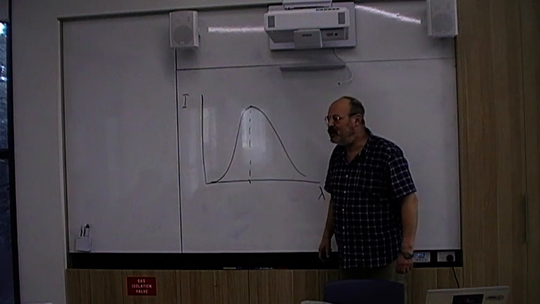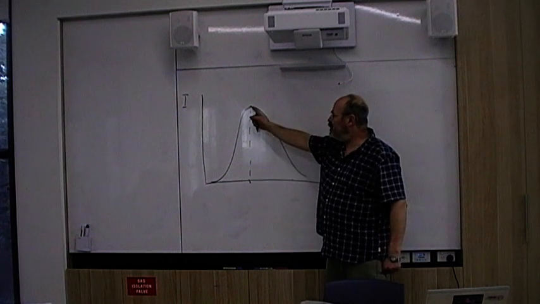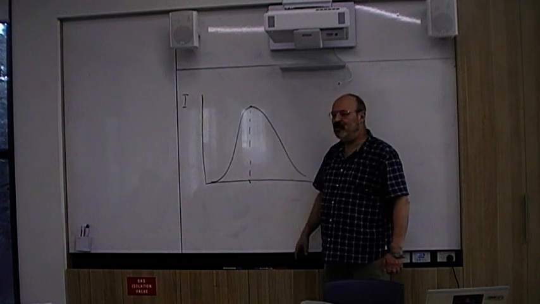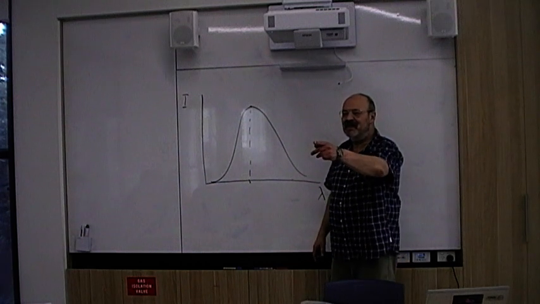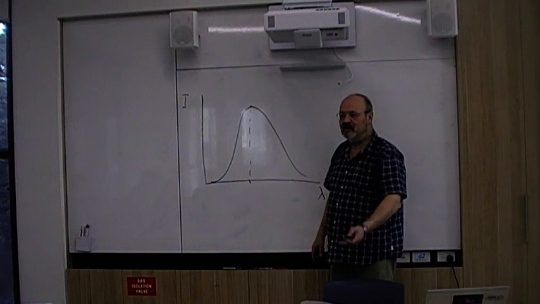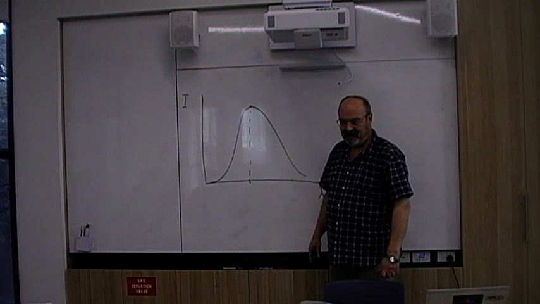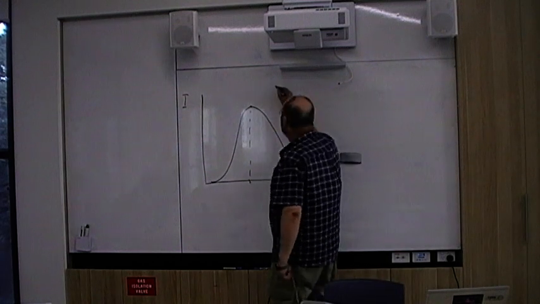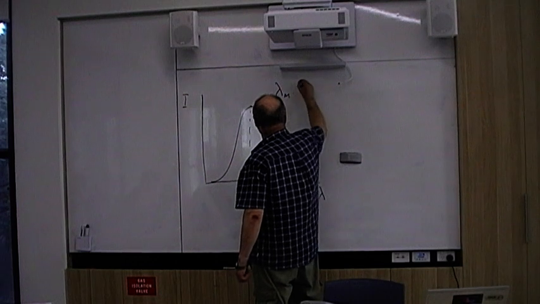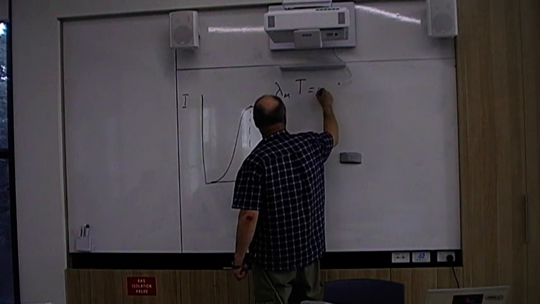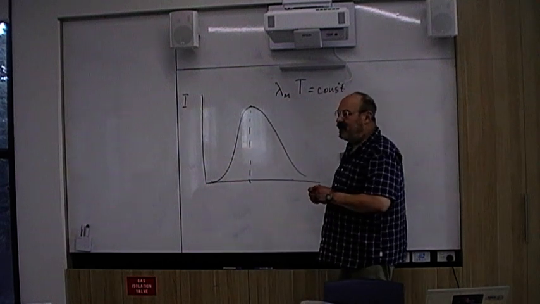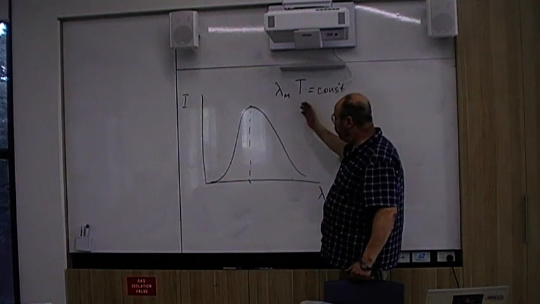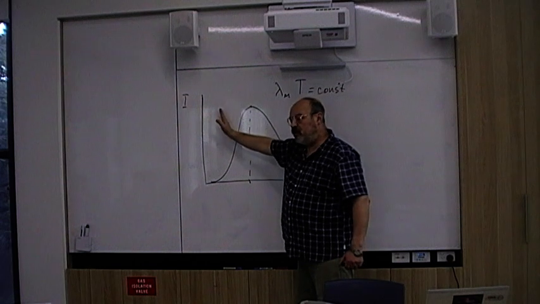Who can recall which law relates this wavelength and the temperature? Who can recall from Unit 1? Yes? Wien's law. Wien's law: the wavelength at which the radiation is maximum times the temperature in Kelvin equals a constant. And if we increase the temperature, the maximum will be at shorter wavelengths.